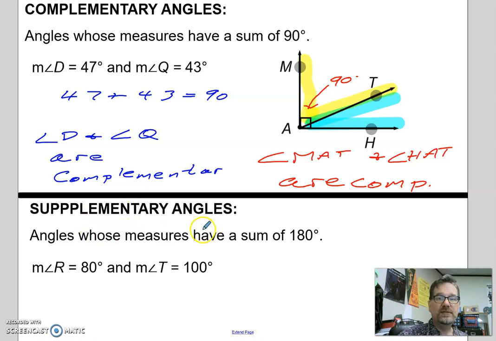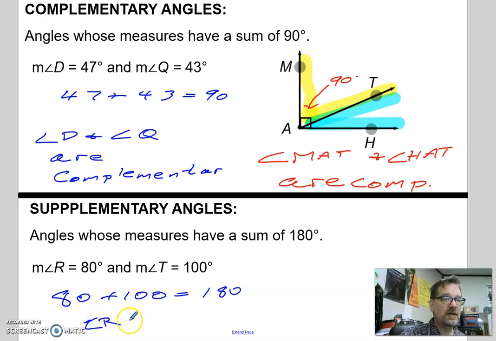Now supplementary angles, I like to say supplementary because in our next unit we'll find out why, are two angles that when I add their measures together, you get 180. So if we look at the one down here, we know R is 80, and 80 plus 100 equals 180. So angle R, I'm sorry, the writing is bad because I'm at the bottom of my tablet, and angle T are supplementary.